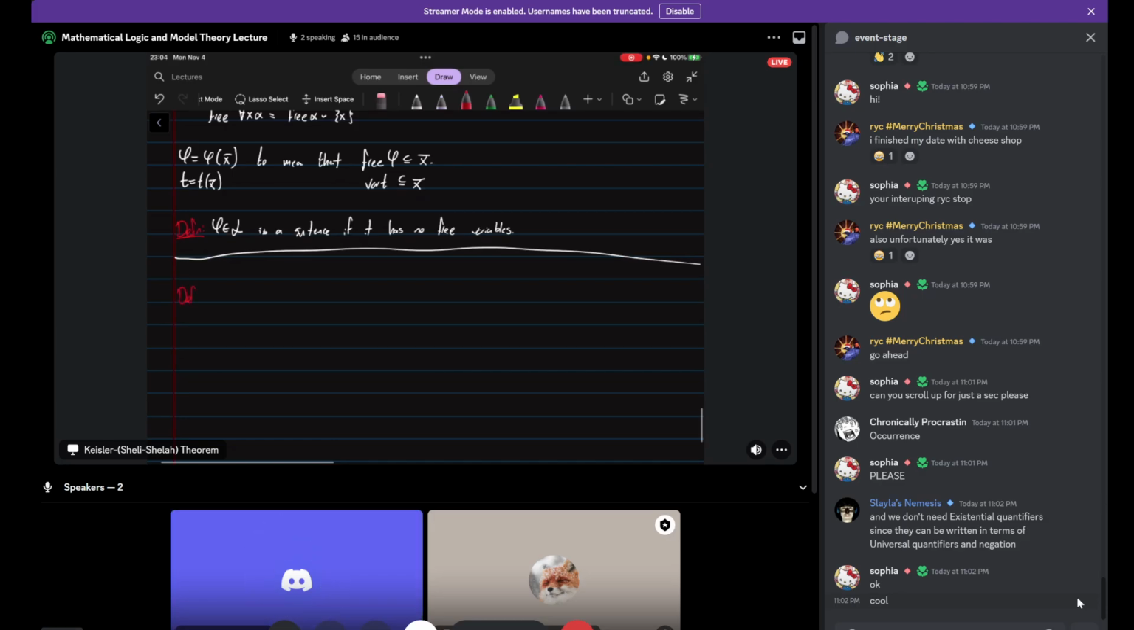Definition. So an L model is a pair (A, W) where A is an L structure and W is a valuation from variables to A. So it gives every variable a value in A. So that's what an L model is.